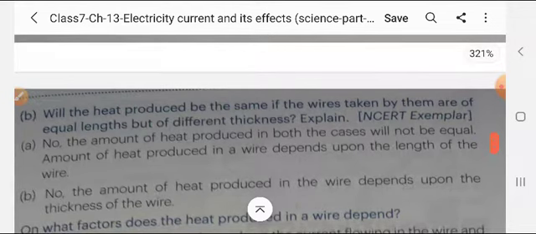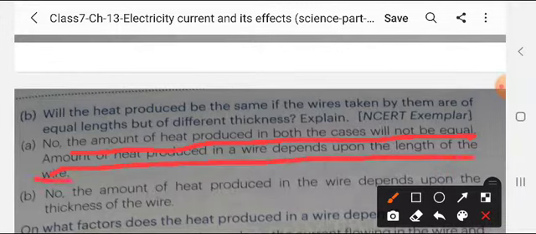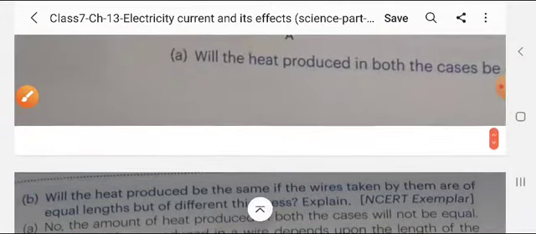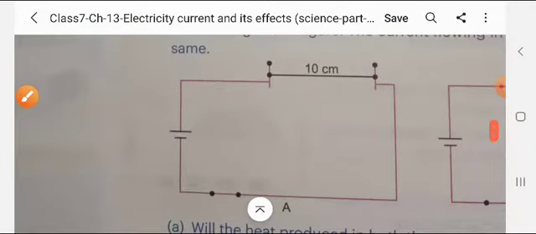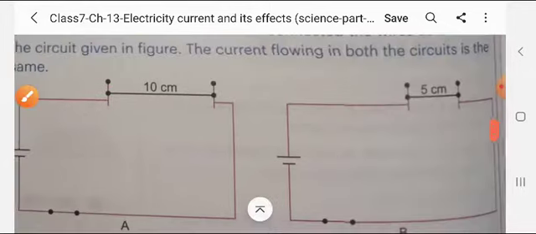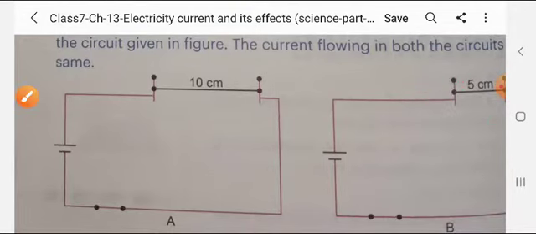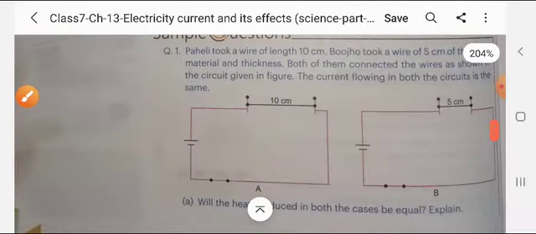Why so? The amount of heat produced in a wire depends upon the length of the wire. That means the wire whose length is more produces more heat, and in the other case, as the wire is shorter, the heat produced will be less. So that is clear, student.